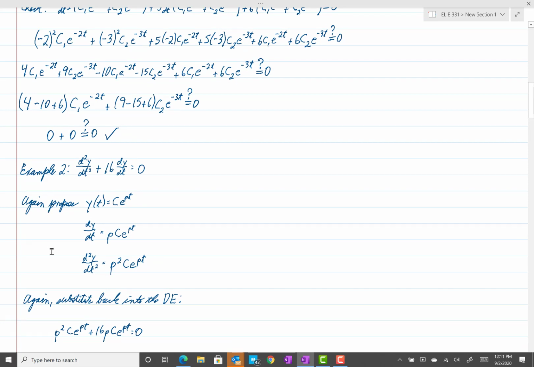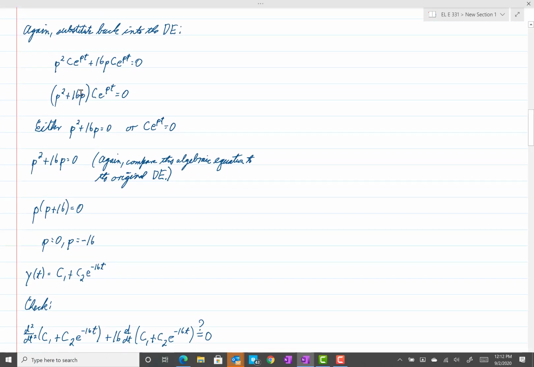Okay, again, just as we are going to do over and over and over again, we will propose a solution of the form y is equal to ce to the pt. And since we want to be able to substitute into that equation, we want to find out what the first and second derivatives are. And just as before, when we take one derivative, one p pops out in front. When we take a second derivative, another p pops out in front. So we have this. Again, we will substitute those back into the differential equation. And when we do, we will get p squared ce to the pt plus 16p ce to the pt is equal to 0.